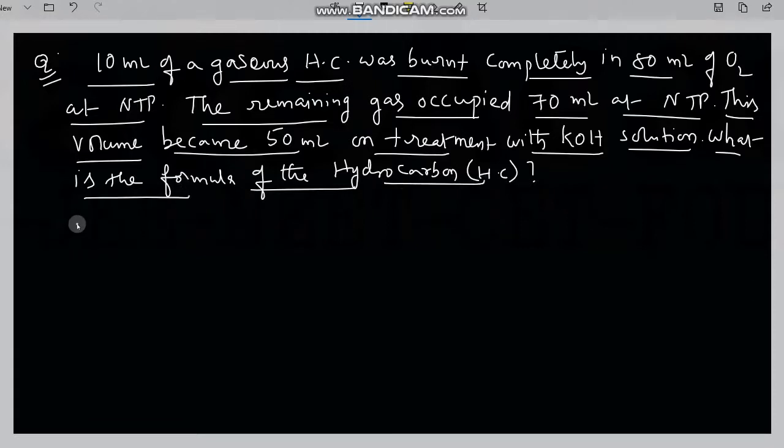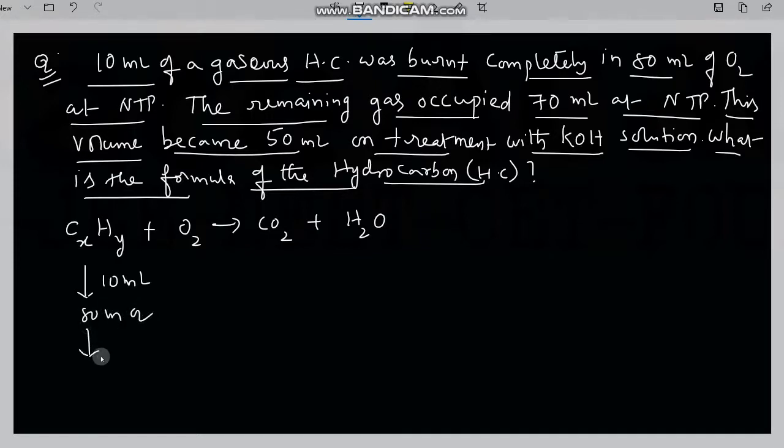Let us see the general formula of the hydrocarbon, assuming it as CxHy. If it is burnt in oxygen, we know that it will produce carbon dioxide and water. In this reaction, initially they have taken 10 ml of this hydrocarbon treated with 80 ml of oxygen. That has become 70 ml after the treatment. So it means 10 ml of oxygen is reacted.